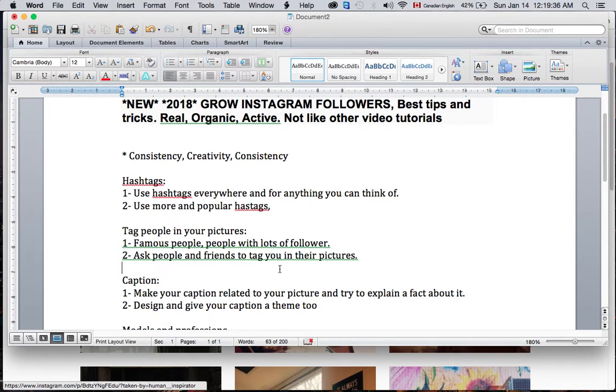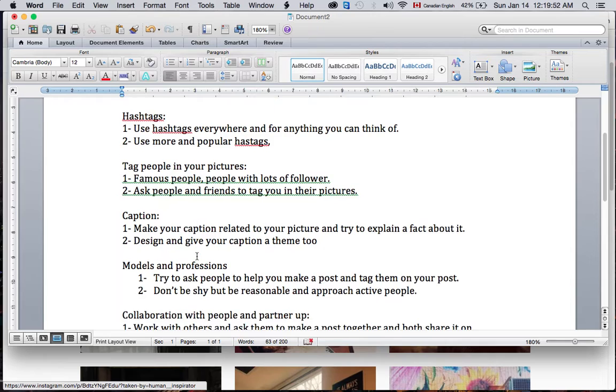Ask people and friends to tag you in their pictures. So if other people take a picture with you, always ask them to tag you in their pictures. The more tags that you have, the more people could get an opportunity to be connected to your channel and to your Instagram page. So always ask people around you to tag you in their pictures.